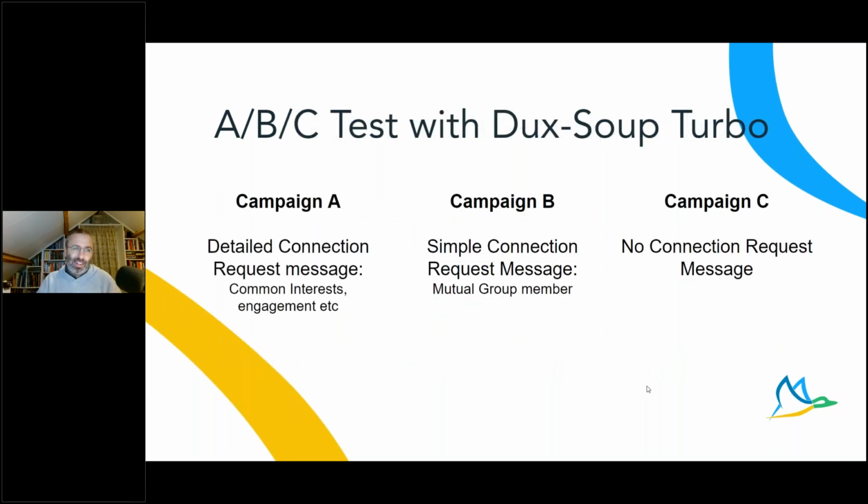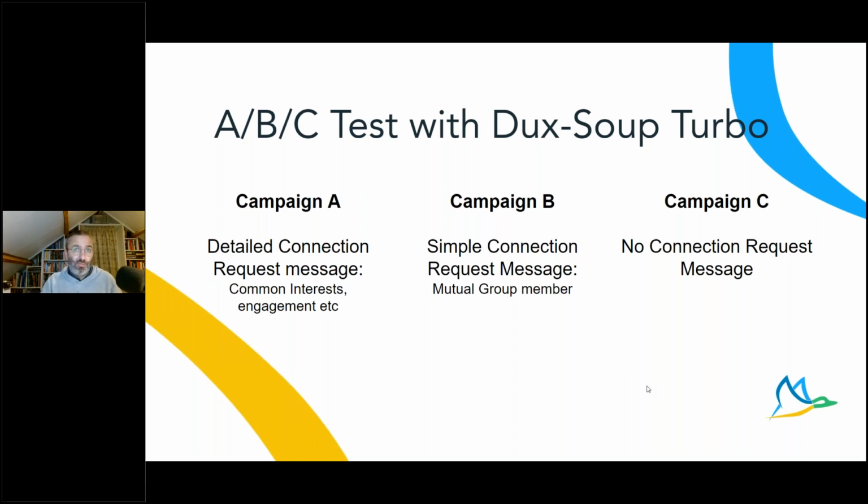So we're talking about A/B testing, but in this case, in my example today, I'm going to show you ABC test. I've actually got 3 variants here. So I've actually built 3 different campaigns in Dux Soup. Campaign A has got a detailed connection request message, which goes on about common interests and wanting to be engaged, etc. So it's a bit more wordy.